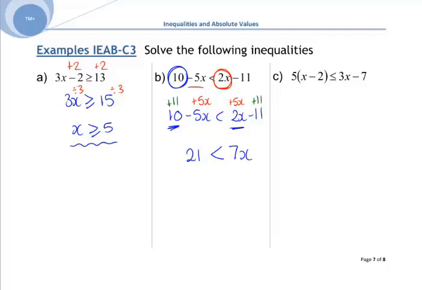X is being multiplied by 7, so I divide by 7. So I have 3 is less than x, or I can write it as x is greater than 3.